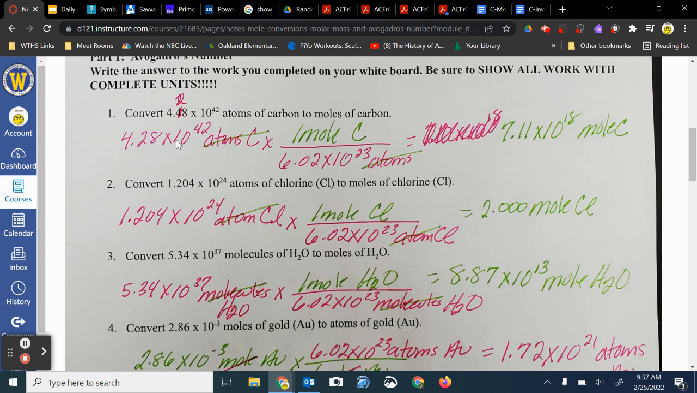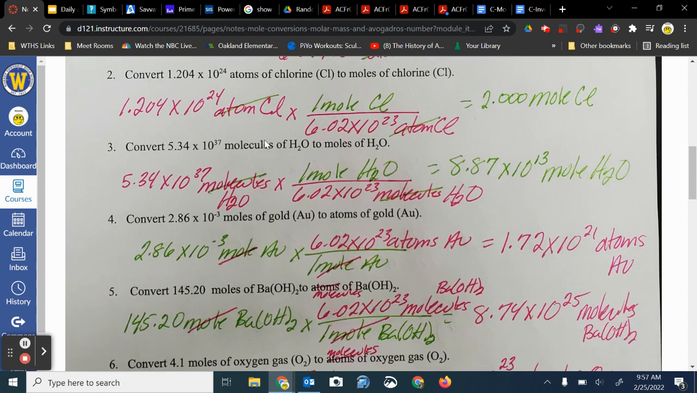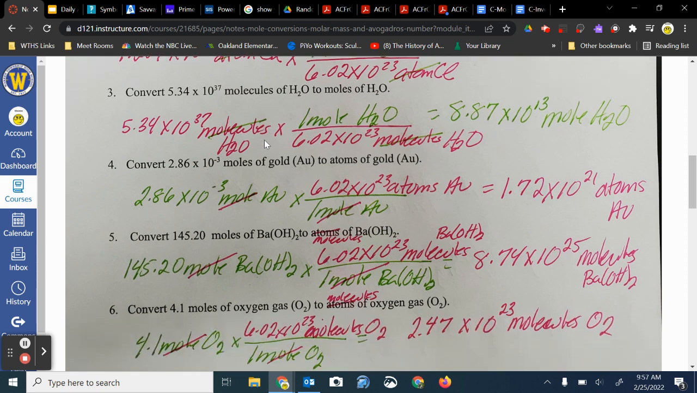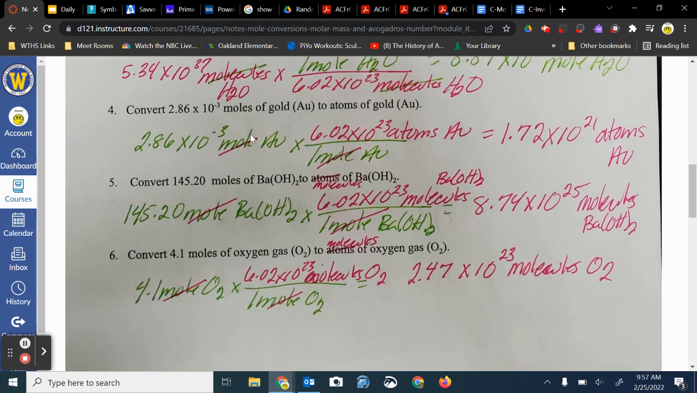So you can see that 4.28 times 10 to the 42nd atoms is on top. And then that means that 6.02 times 10 to the 23rd atoms of carbon needs to be on the bottom. We're going to the green, which is moles of carbon. So we can see the first three questions or conversions are the same, going that direction. Then 4, 5, and 6, we're going the opposite.